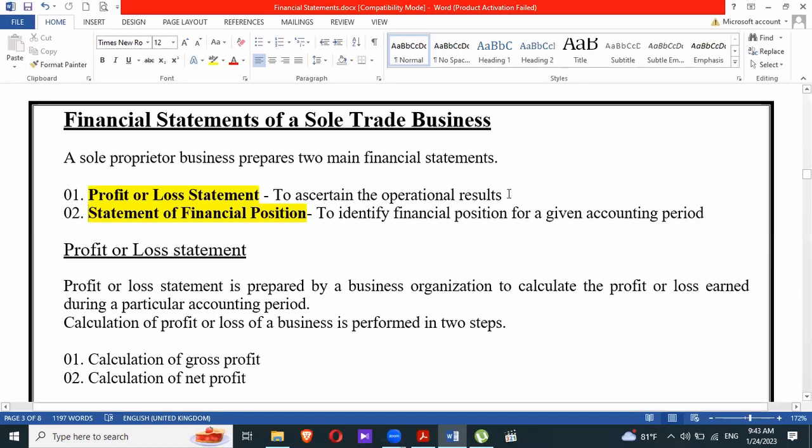I have given the objective. Look at the first one, profit or loss statement: to ascertain the operational result. That means whether the business has earned adequate profit or not. So what is the profit of the business? Simply, profit means income minus expenses. What are the incomes of the business and what are the expenses? By comparing, we can calculate the operational result. So the basic purpose of preparing the profit or loss statement is to ascertain the operational result.